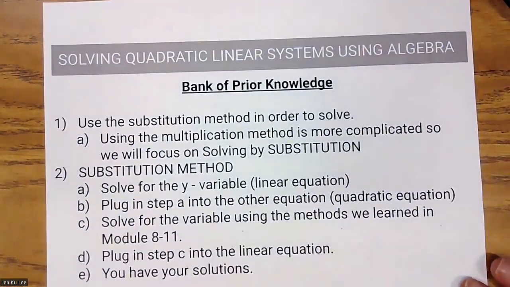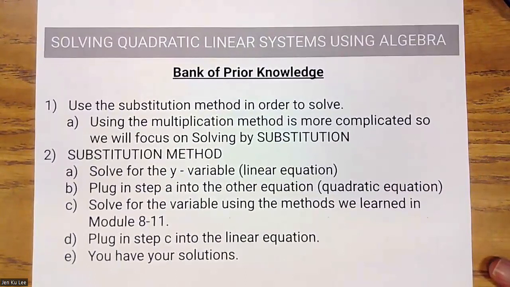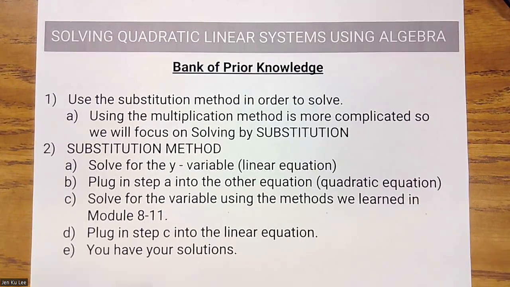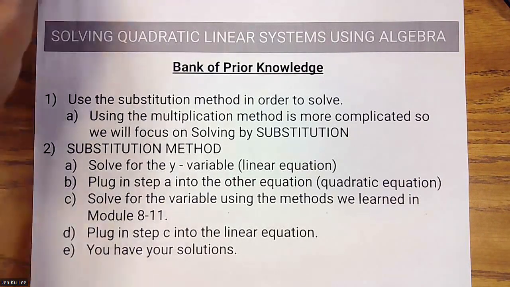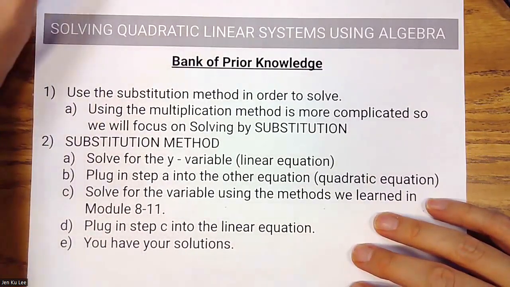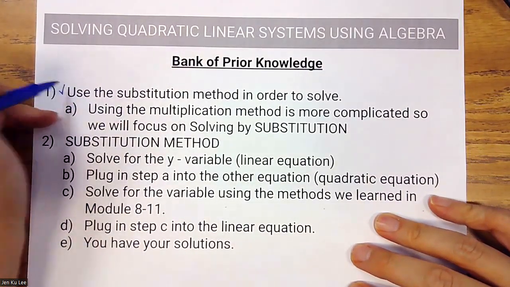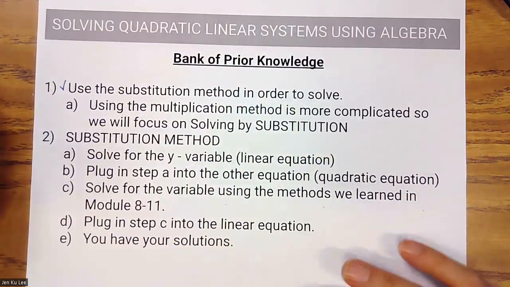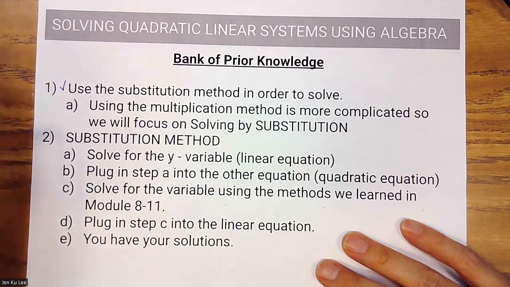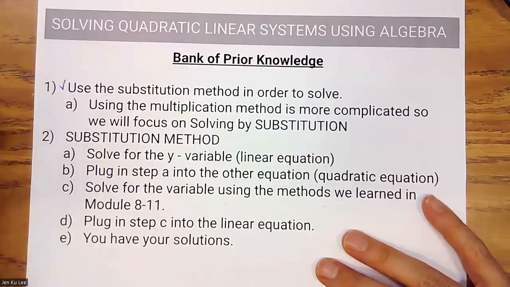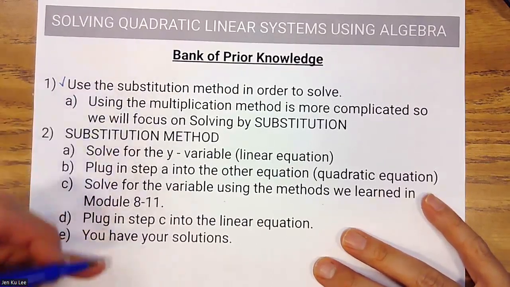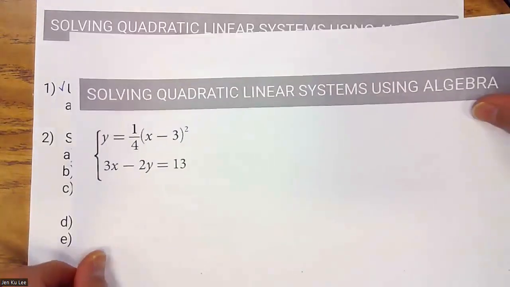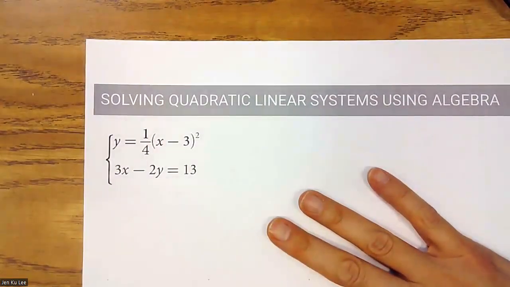So these are the steps of solving a quadratic linear system using algebra. Okay, remember how to use the substitution method? I use the substitution method because the multiplication method is more complicated. And so I just focus on the substitution method. Okay, and here are the steps that are outlined for you. So let's solve this using algebra.